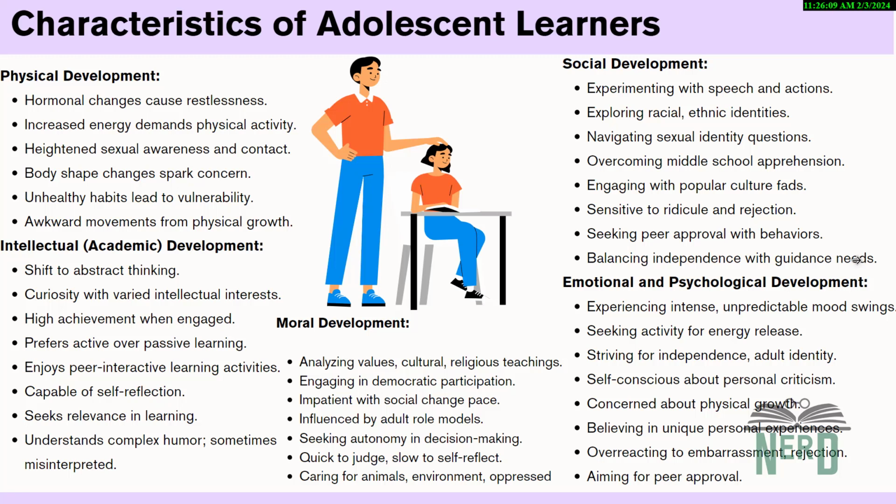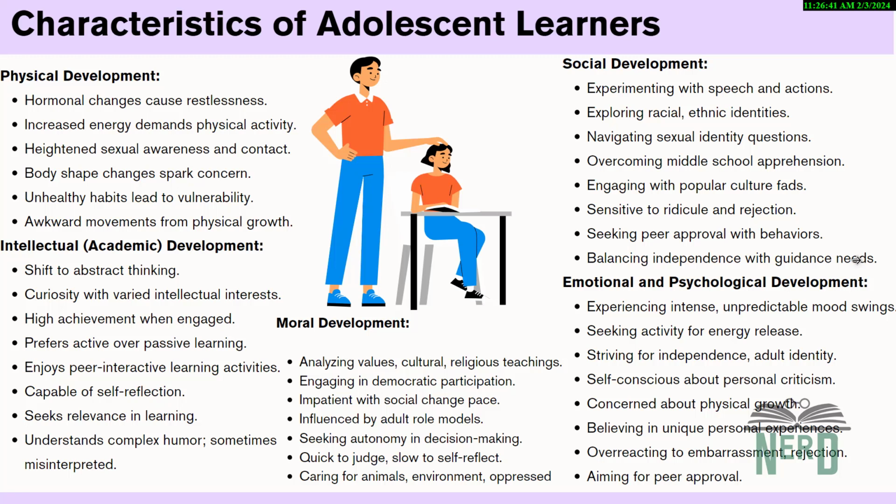And when it comes to moral development, guys, adolescents are in a phase of questioning and analyzing everything from societal norms to their family's values, right? They're learning about democracy and often feel frustrated with how slow change can be, right? They look up to adults who are genuine and dependable, even as they seek to make their own decisions, right? And they can be quick to judge others but slower to see their own shortcomings, right? And they're increasingly aware of the world around them, showing concern for issues like animal rights and environmental conservation, right?